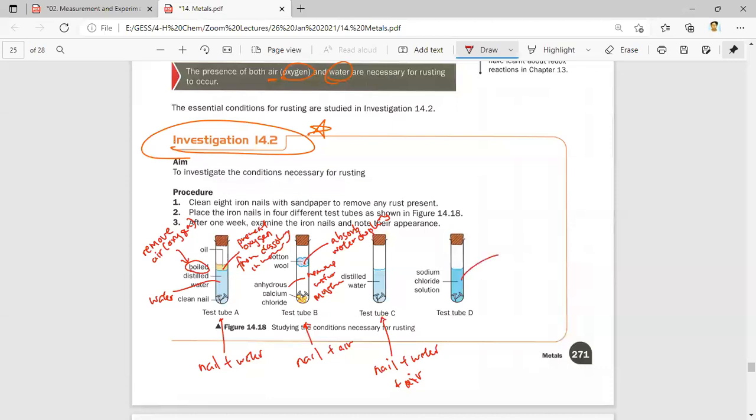Then this one, wow, this one is powerful. This one has three: nail plus water plus air plus sodium chloride. So why must I do this? What's the purpose of this?